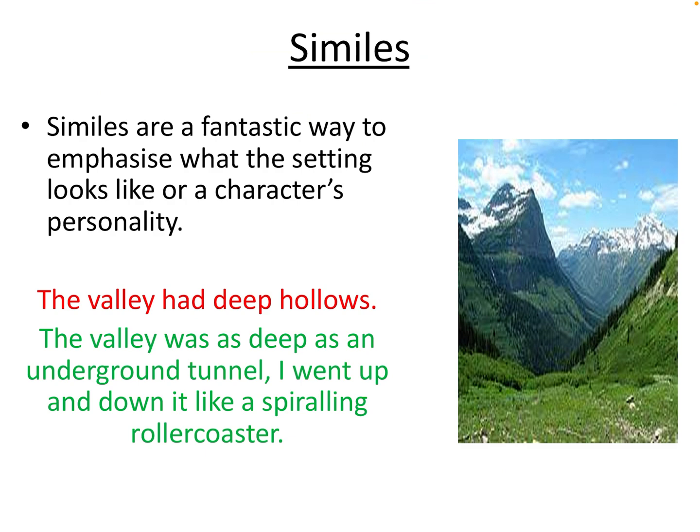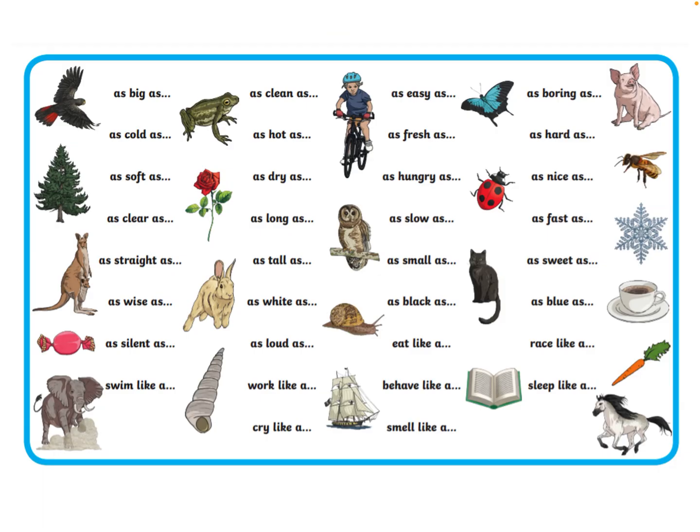Remember, with similes, we compare it to something by saying it was as something, or we say it's like a. And that really builds a picture of the setting. So here is another help mat I've also uploaded to help you think of similes. So you can say something is as soft as a blanket, as hot as the sun, as hungry as a hippo. So you can take these and make them your own.